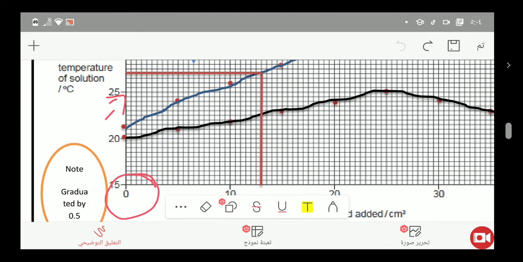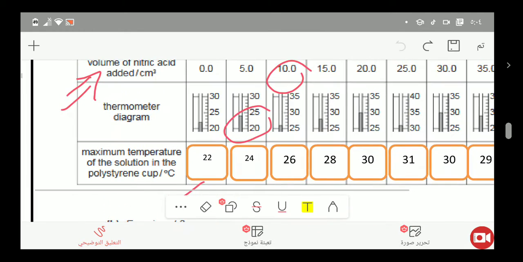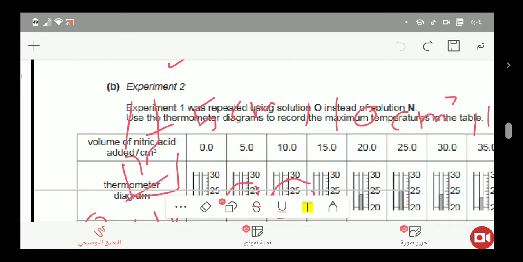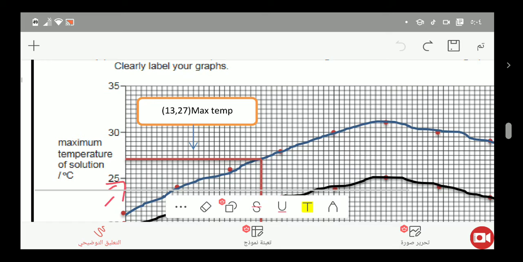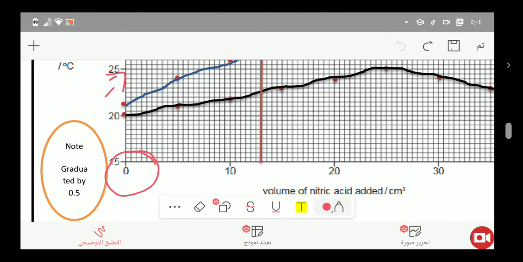The second point is 5 and 24. I moved along the x-axis: 0, half, 1, 1.5, 2, 2.5, 3, 3.5, 4, 4.5, 5. So I came here and put my point.